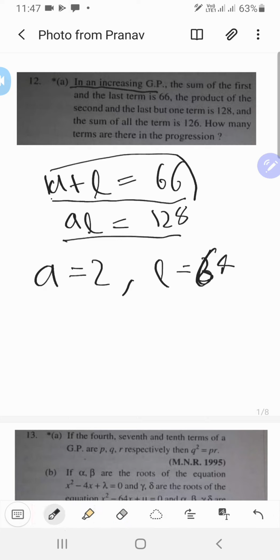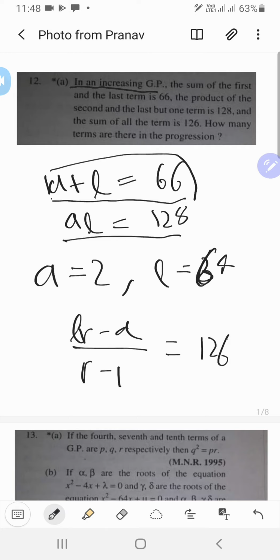So what was the other condition which we were given? The product of the first and last term is 128. Okay, that's correct. Sum of all the terms is 126. How many terms are there in the progression? Okay, so we are going to use the fact that sum of all the terms is 126, which means that (L r minus a) upon r minus 1 is supposed to be 126. So oh, now I get it. We were supposed to multiply this equation by a, but we didn't multiply by a on the right hand side. That's why everything got so messed up.